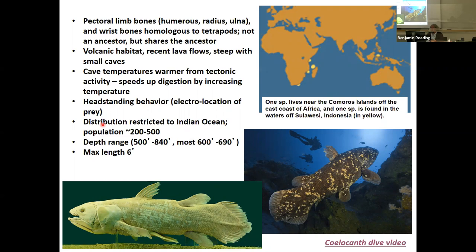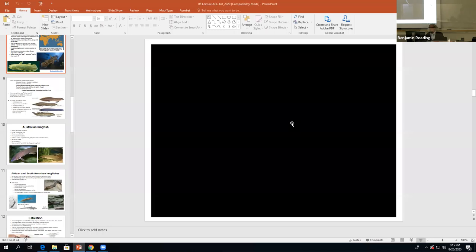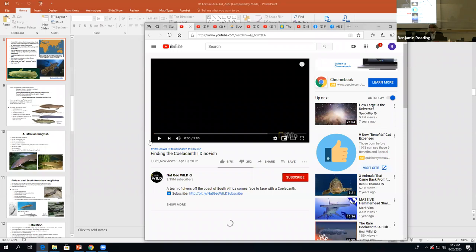So distribution is restricted here to the Indian Ocean. Like I said, we've got chalumnae located here, and menadoensis is here, and then the Indian coelacanth is in the Indian Ocean here that was more recently discovered. So there's really three species, I believe. And so that's where they've been found. So they're really cool relic fish. So here is a video of the coelacanth, a dive showing, and you'll see that headstanding behavior.